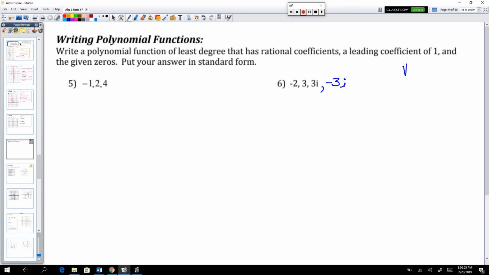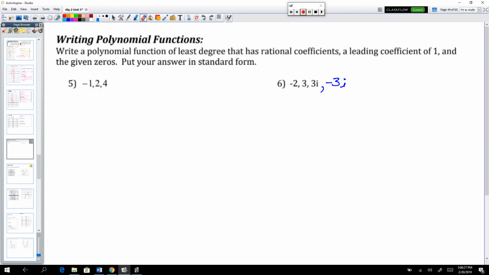So if we tell you one of the roots is square root of 2, you should know that there's also a negative square root of 2. If we tell you that there's a root 1 plus i, you should know that there's also a root 1 minus i. Okay? So make sure that whenever you're given a radical as a root or an imaginary root, they always come in pairs, positive and negative pairs.